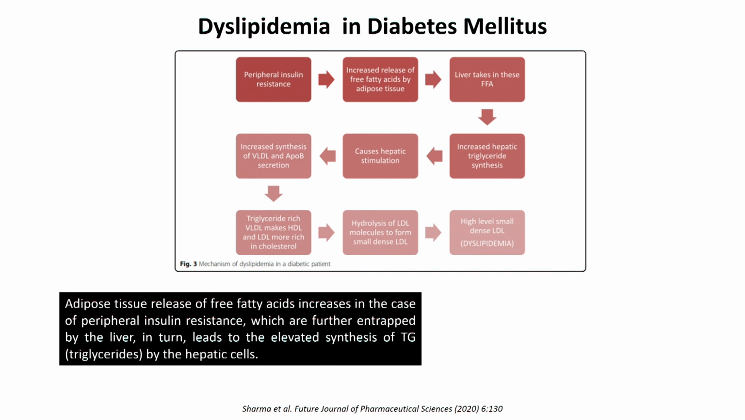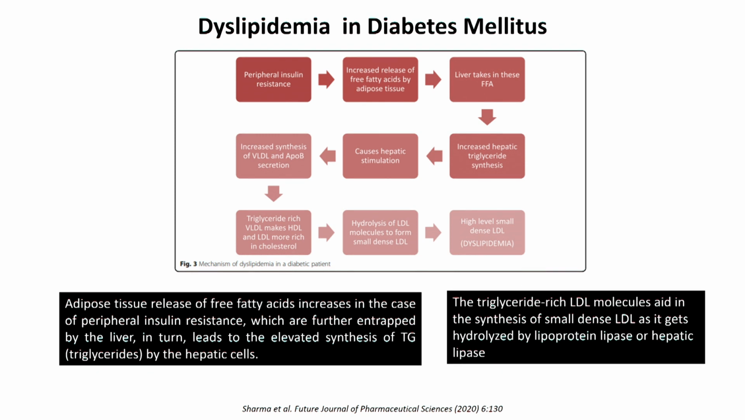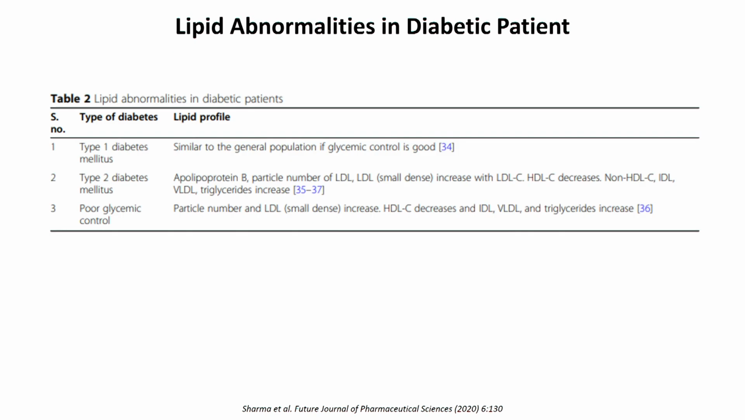Adipose tissues release free fatty acids, and these free fatty acids increase peripheral insulin resistance. They are further entrapped in the liver, giving rise to triglyceridemia in the hepatic cells, and therefore in the dyslipidemia of diabetics we find triglyceride-rich LDL molecules, and they are the forerunner of heart attacks. Now, the lipid abnormalities in type 1 diabetes are similar to the general population if the blood glucose is controlled, but our main problem is type 2 diabetics.